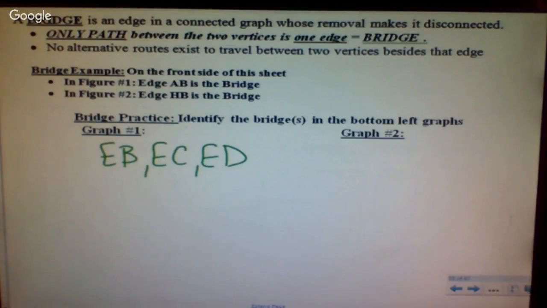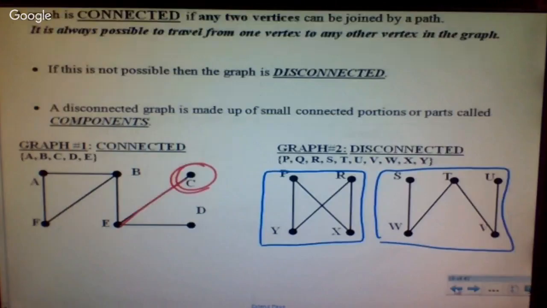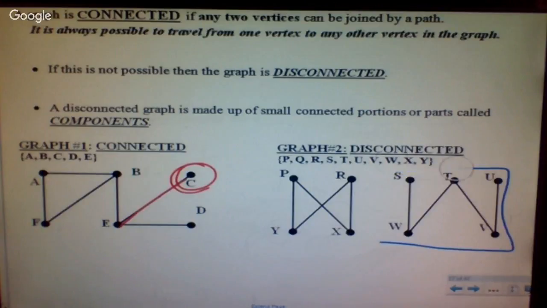If you take a look at graph number 2, there are 4 bridges in graph number 2. Even though it is disconnected already, there are 4 bridges that make it even more disconnected. S to W, W to T, U and V, and T and V. Each one of these pieces here will make your graph separate into 3 components instead of 2.